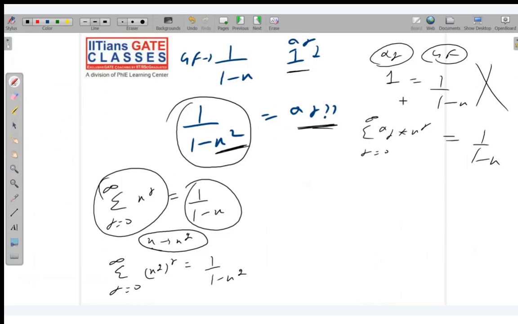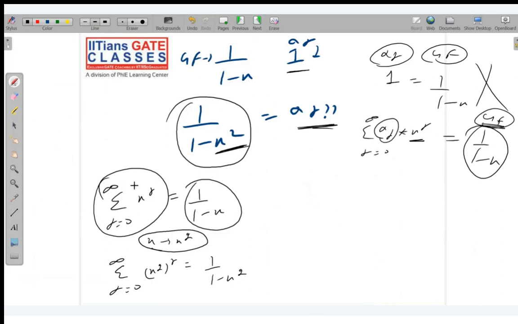Equal is what? The sum of a_r multiplied by x power r is equal to 1 upon 1 minus x. So this is the generating function in closed form. The generating function is the sum of a_r into x power r, r from 0 to infinity. Then we will get the generating function.